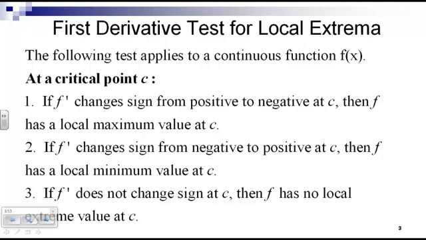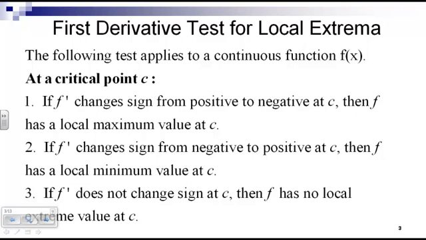If at a critical point, f prime changes its sign from positive to negative, which is another fancy way of saying the function changes from increasing to decreasing, then f has a local maximum at c. If f prime changes from negative to positive, which again is another fancy way of saying that the function goes from decreasing to increasing, then we can say that there's a local minimum at c.